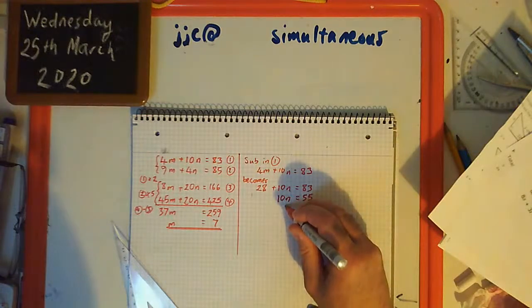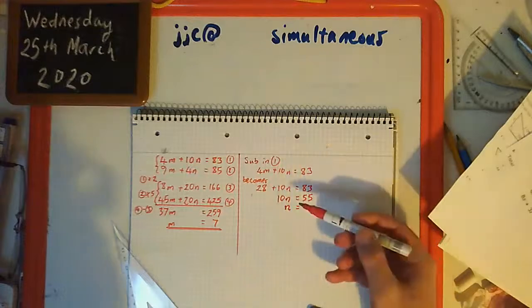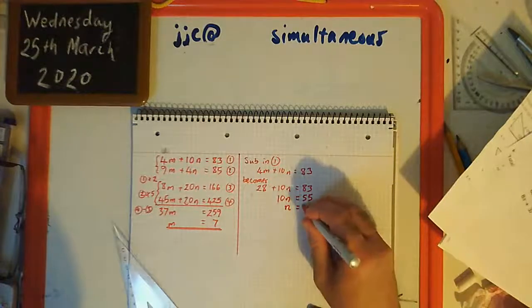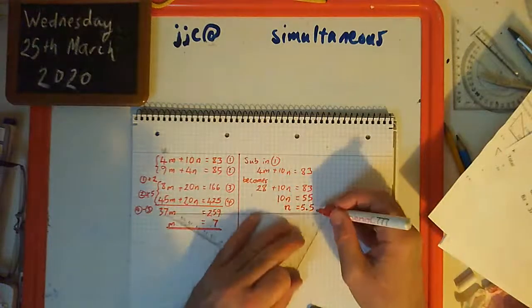I don't want to know what 10n's are. I want to know what 1n is on its own. So I'm going to divide everything by 10, left and right, and that gives me n equals 5.5.